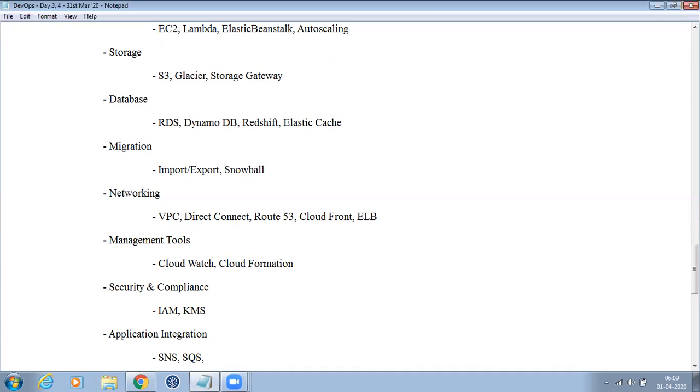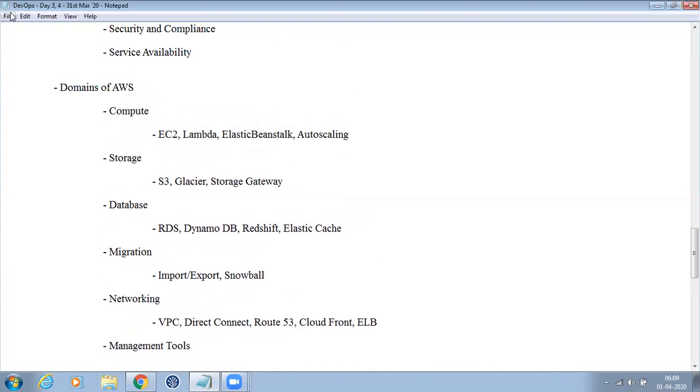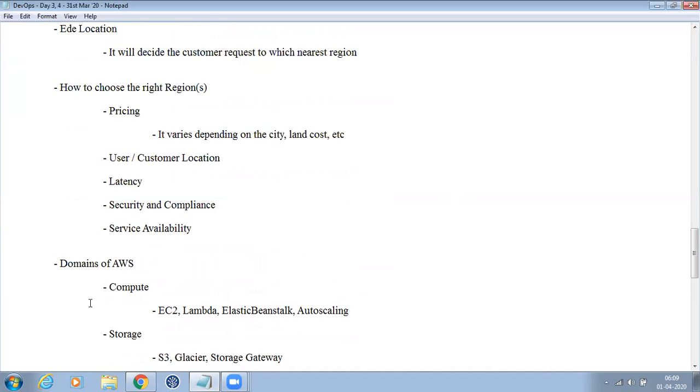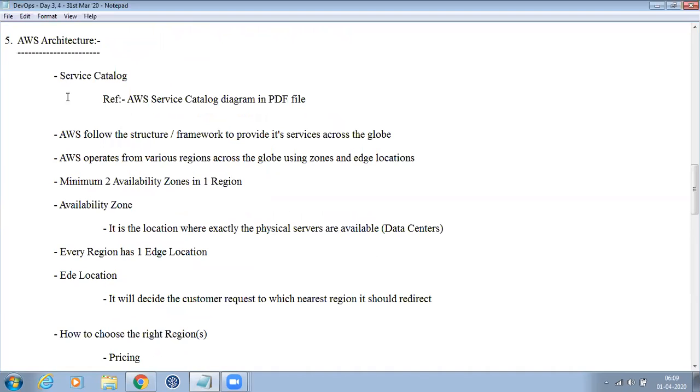So these are some of the categories. Just be aware, that's all. There are many, but we cannot talk about all of them. I'm just listing some of them for information. These all come under architecture. The service catalog, we already saw the diagram yesterday, the catalog diagram, and they follow the services across the globe, which I showed you, in different regions.